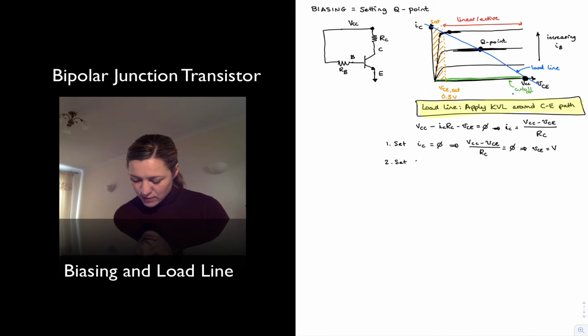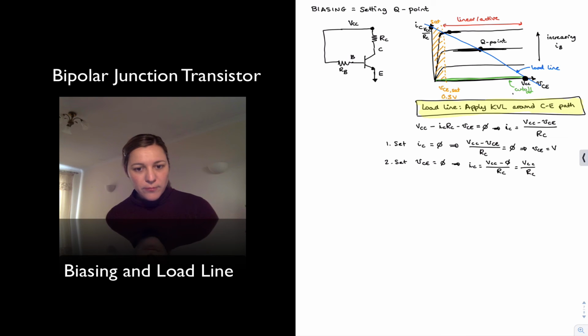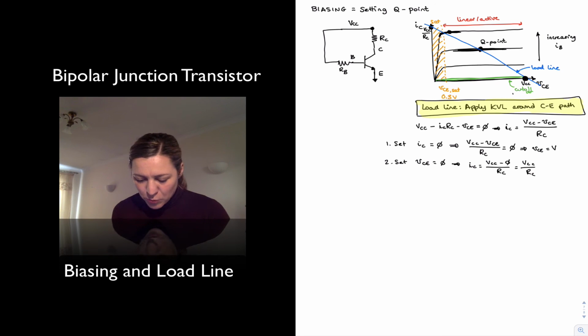And second, I'm going to set VCE equal to 0. And so I'll have that IC in that case is equal to VCC minus 0 divided by RC, or equal to VCC over RC, which I have that point over here being VCC over RC. Let's put some numbers just to give ourselves a sense of example here. Let's imagine my VCC is equal to 10 volts, and my RC is equal to 10 kilo ohms, just to make the math easy.